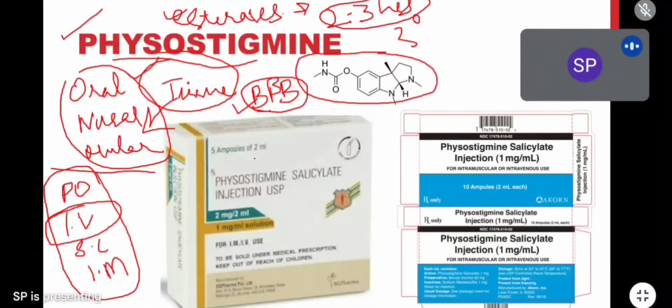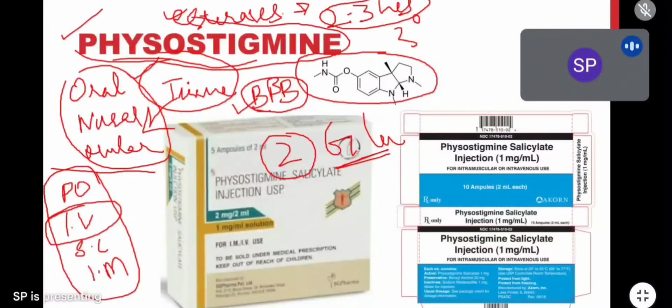Physiostigmine has two very, very important uses. Listen carefully. First, physiostigmine can be used in glaucoma, and a very, very important point, physiostigmine is the drug of choice in belladonna poisoning. Let me repeat the point. Physiostigmine is the drug of choice in belladonna poisoning. What is belladonna? What is belladonna? Anybody?